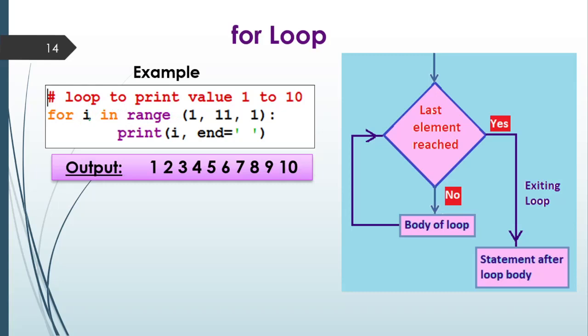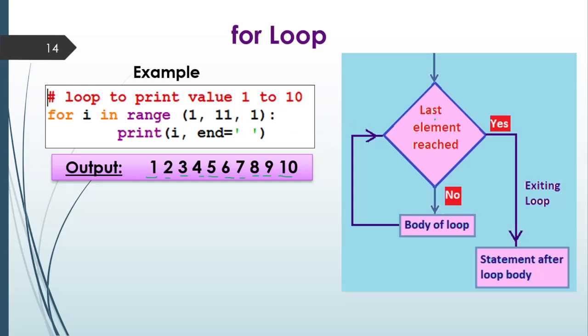So first, i will contain the value 1. That 1 will be displayed. On the next iteration, the loop variable will contain the next item from the sequence, that is 2. So 2 will be displayed, and after that 3, 4, 5, 6, 7, 8, 9 and 10. When the value of i reaches 10, the items in the sequence will be over and the loop will stop.